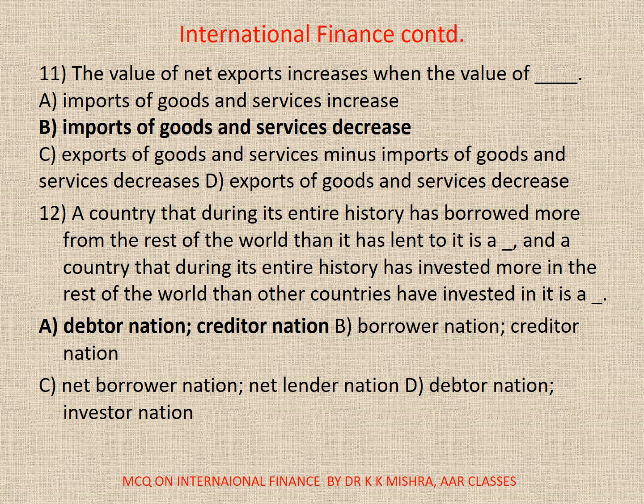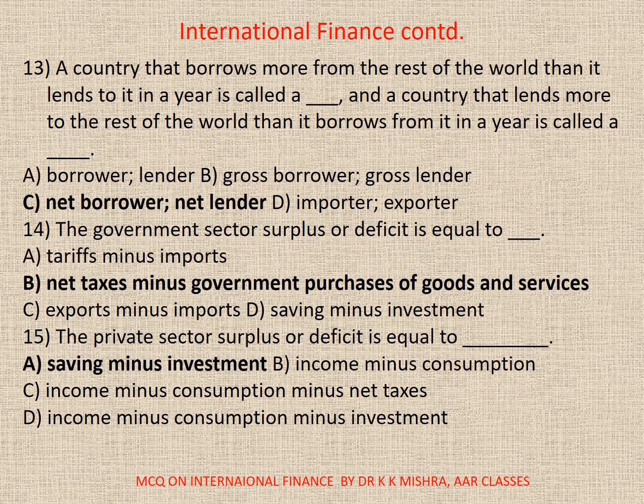12. A country that during its entire history has borrowed more from the rest of the world than it has lent to it is a dash, and a country that during its entire history has invested more in the rest of the world than other countries have invested in it is a dash. Here correct option is A, debtor nation, and second one is creditor nation.